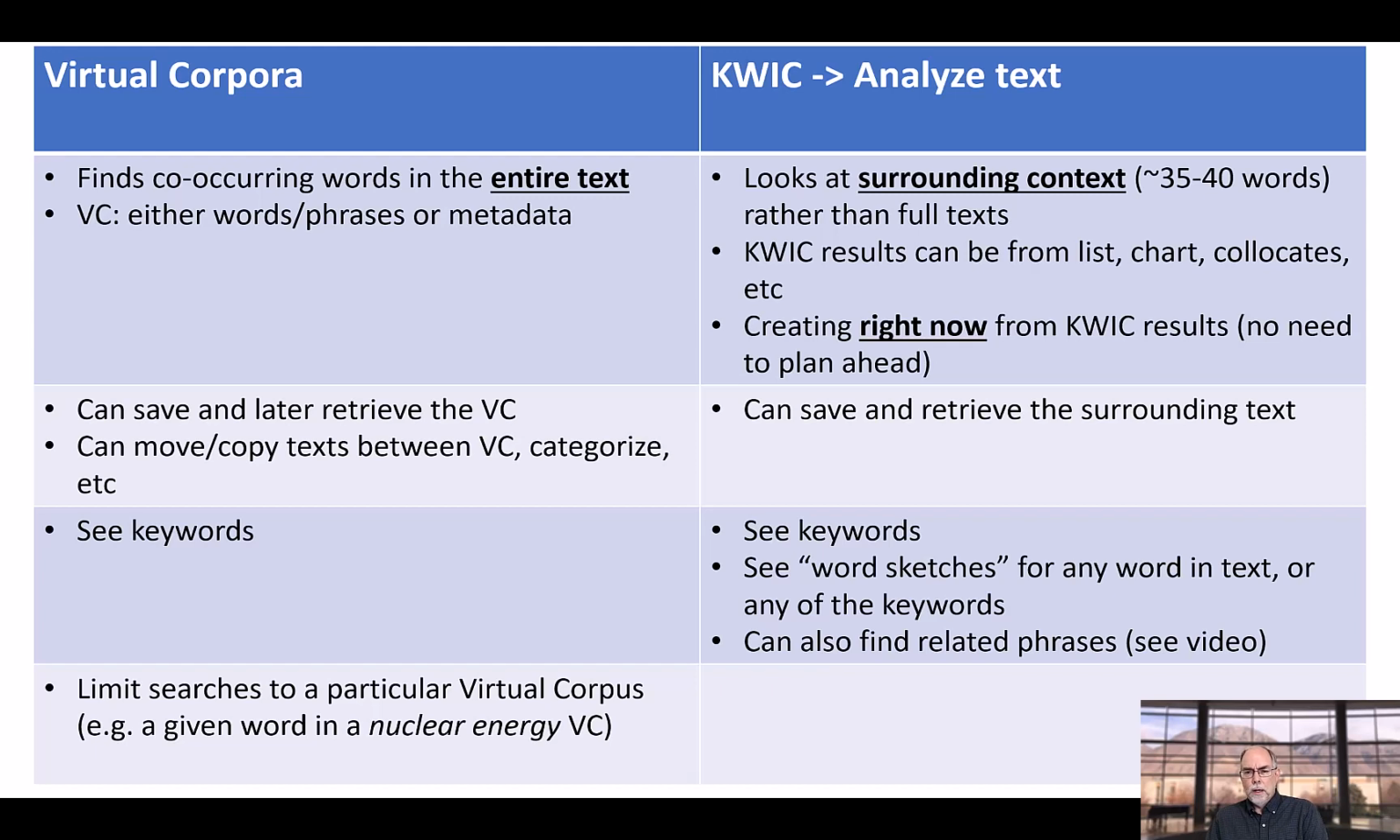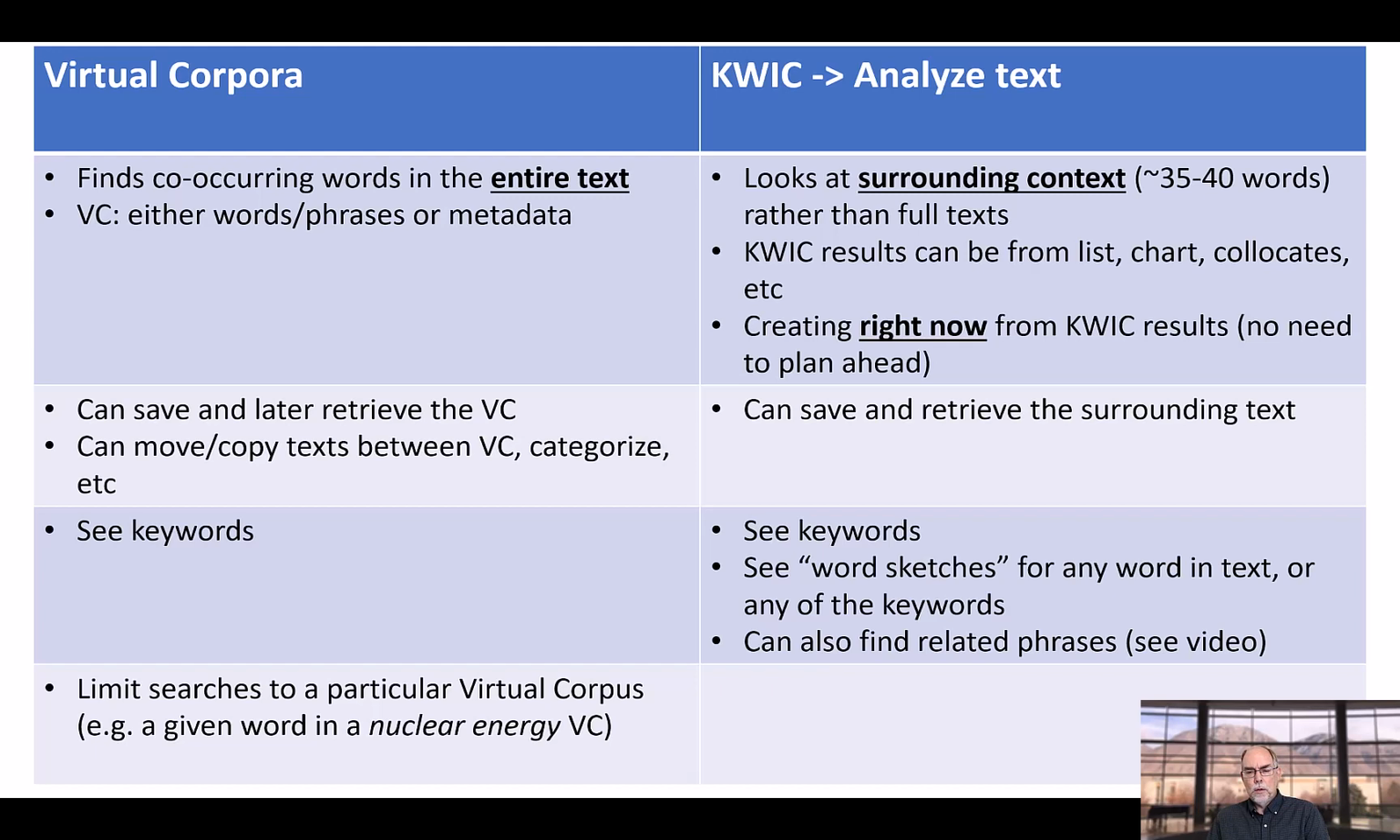And something else that's important is that we can just decide on the spur of the moment as we're looking at the KWIC results, hey, we want to analyze the surrounding words. In other words, we want to create a list right now. We don't really need to plan ahead as we do with virtual corpora. As we've seen, we can save and retrieve the surrounding text and use it another day.